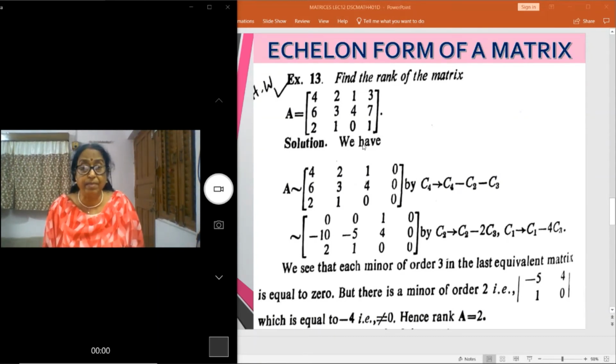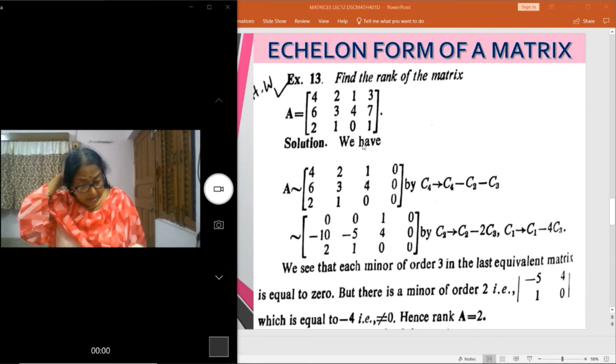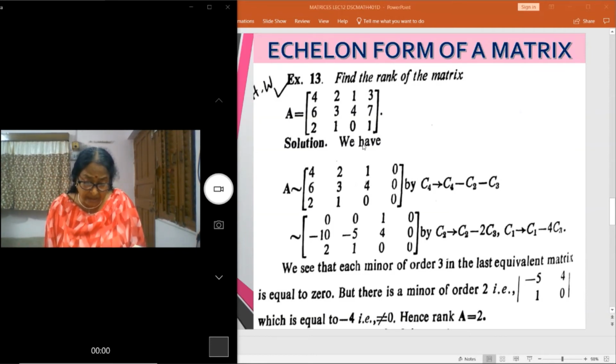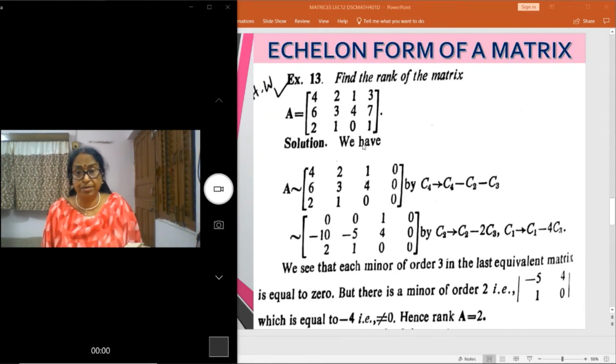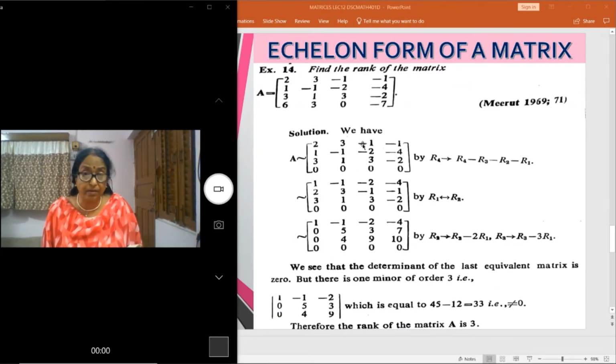So at first we do that, so the third column becomes 0, and then we take any 3 cross 3 submatrix of this matrix and take the determinant of this matrix, and we see that the determinant of the 3 cross 3 matrix is also equal to 0. Every determinant of a 3 cross 3 matrix is equal to 0. So we switch to the 2 cross 2 matrix, and we see that the determinant of the 2 cross 2 matrix is not equal to 0.